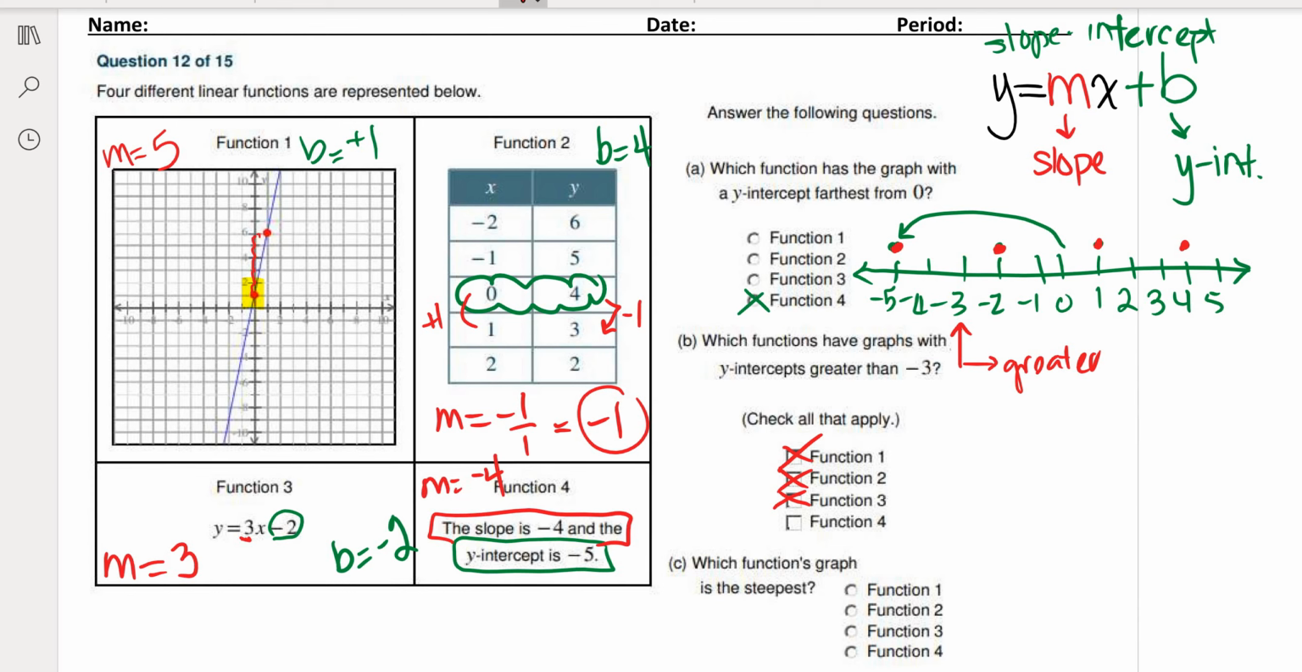Which one has the steepest graph? Looks like function 1, the slope is 5. That would be the steepest slope. Okay, and that's it for number 12.